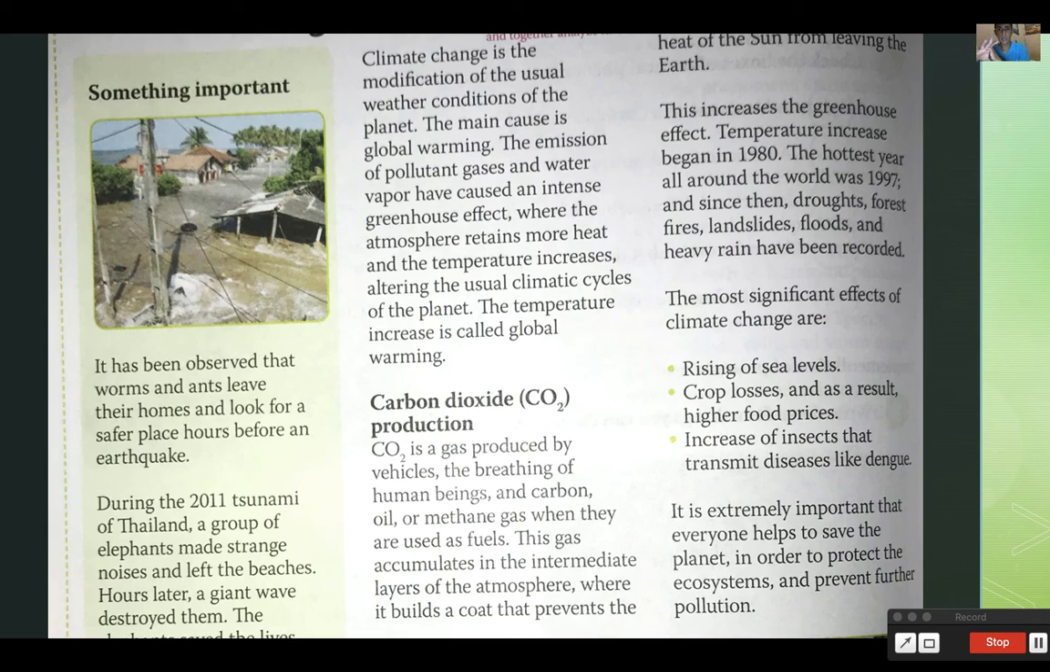And also, carbon dioxide is also a way to increase climate change. Okay, right. Well, the most significant effects of climate change are rising sea levels, crop losses, and as a result, higher food prices. That is important.